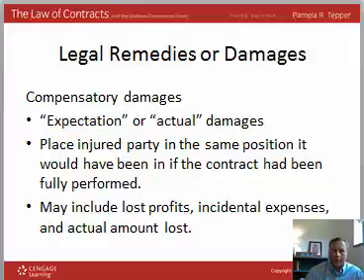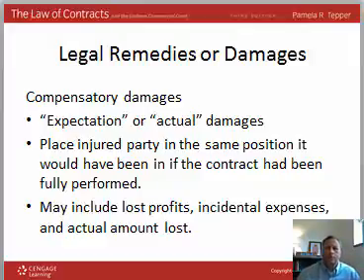Another type of damage that you may have heard of is punitive damages. This is a type of damage that is rarely awarded in contract cases because it's usually associated with typical tort claims. But let's talk about each one of these in turn.